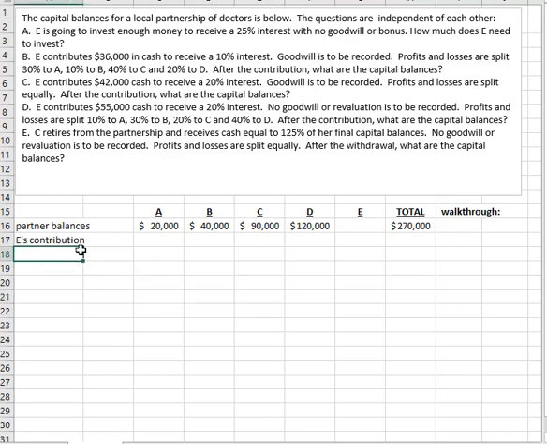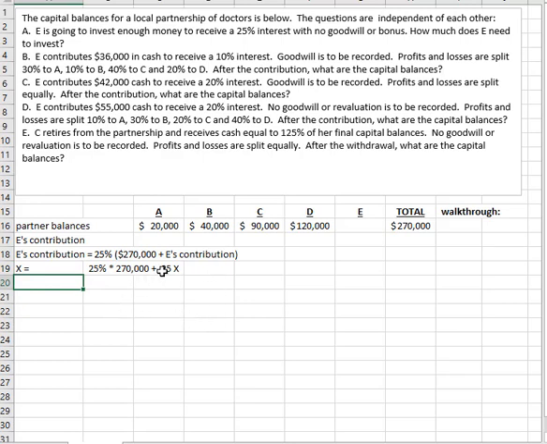All right, so E's contribution or investment is going to be 25%. He's got to end up with 25% of the business after his contribution. So it's got to be the total capital here. I already did the math there for you. Plus E's contribution. So if E's contribution is X, so X is going to be 25% of the 270 plus 25% of X.